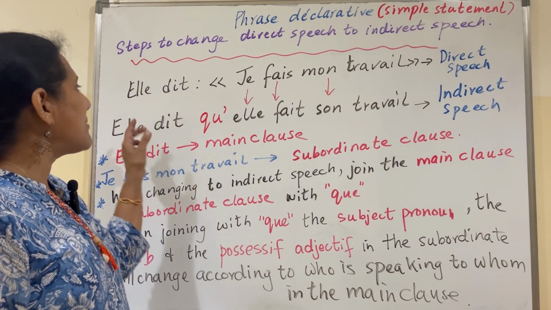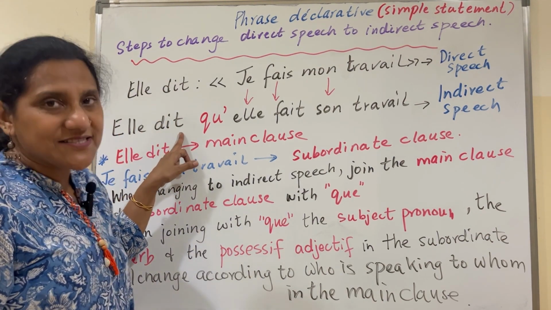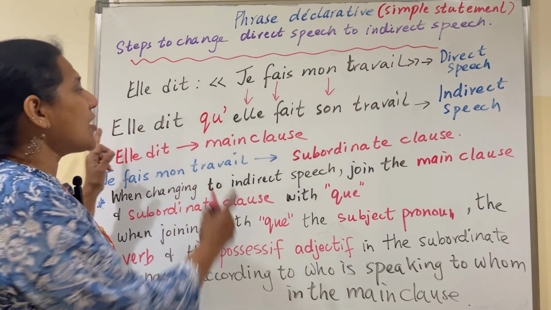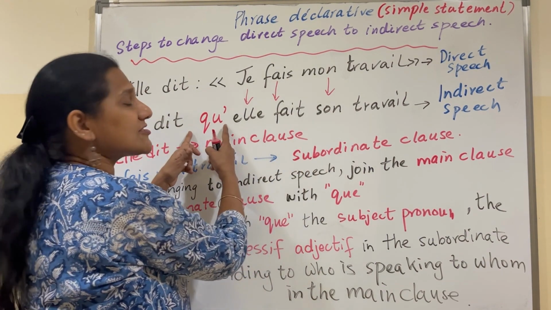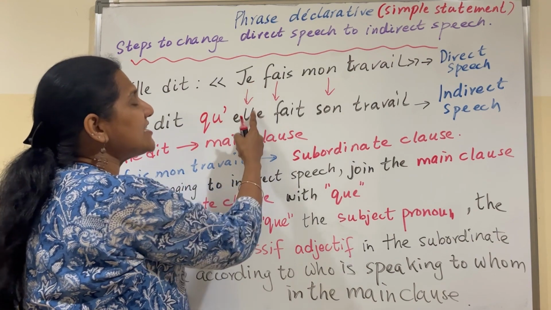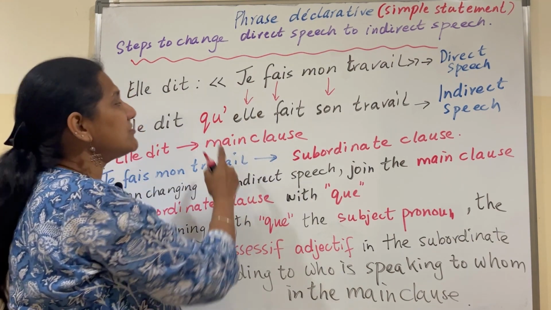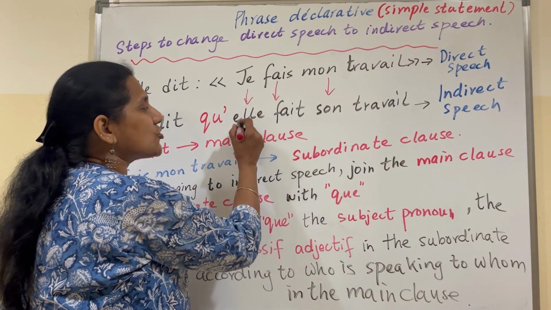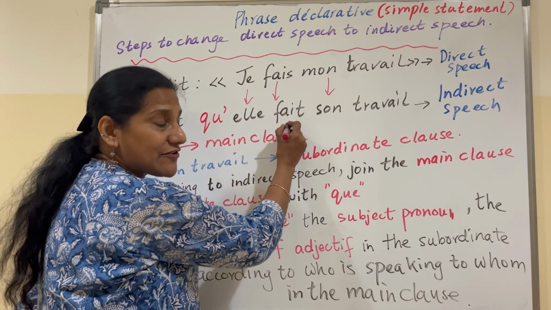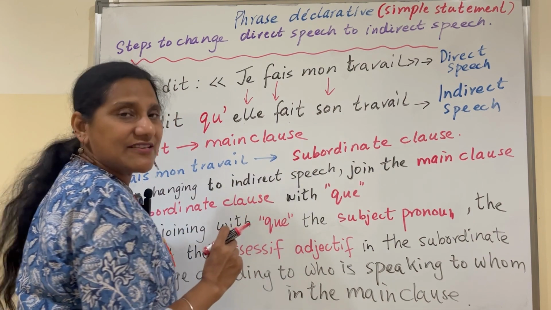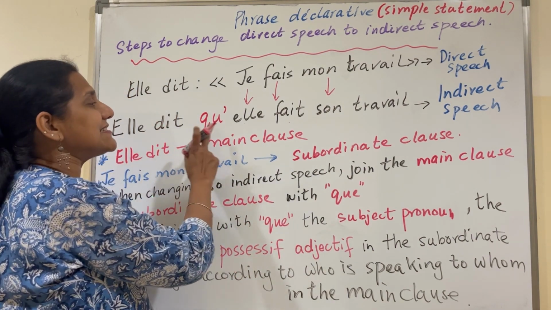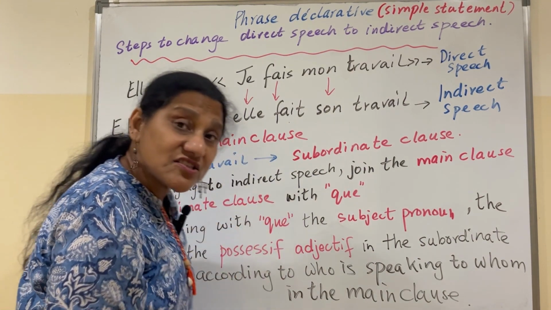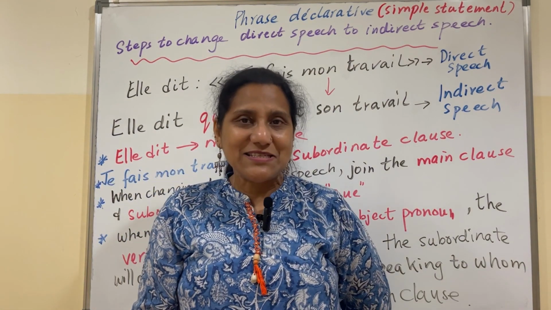Now let's look at the example. So we write out first the main clause, elle dit, join the main clause with the subordinate clause with que and change the subject pronoun. She says that she's doing her work. So we change it to elle, the corresponding verb as well as the possessive adjective. So my answer is elle dit qu'elle fait son travail. Let's look at some more examples.